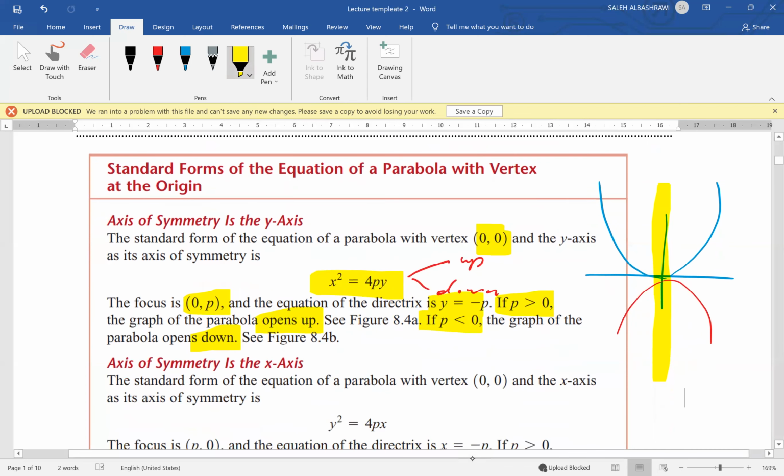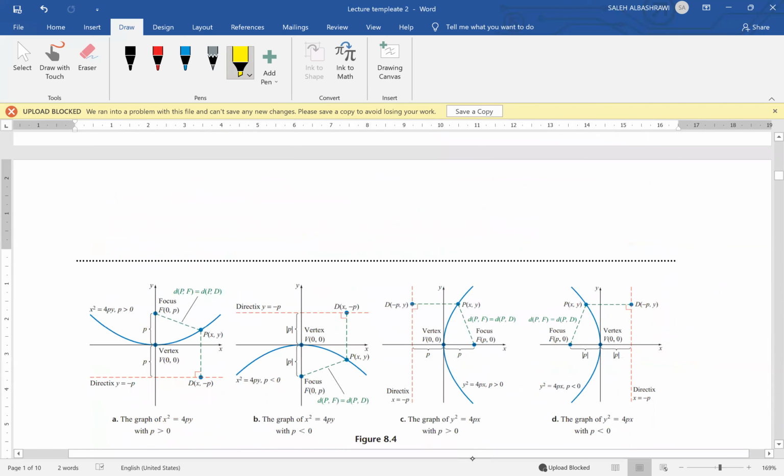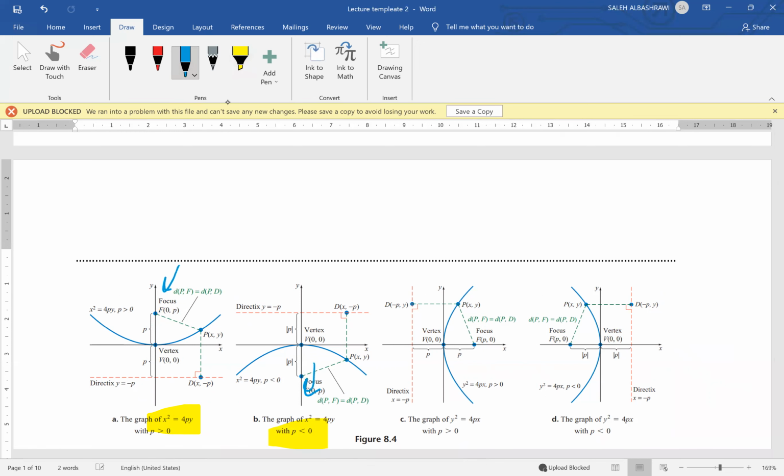We can see the graph. This is x squared equals 4by. If b is positive, we can see that the parabola is open upward. And if b is negative, then it is downward. And you can see the y-axis is the axis of symmetry.